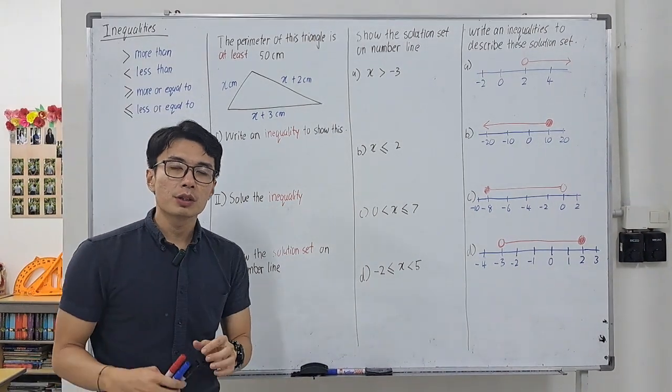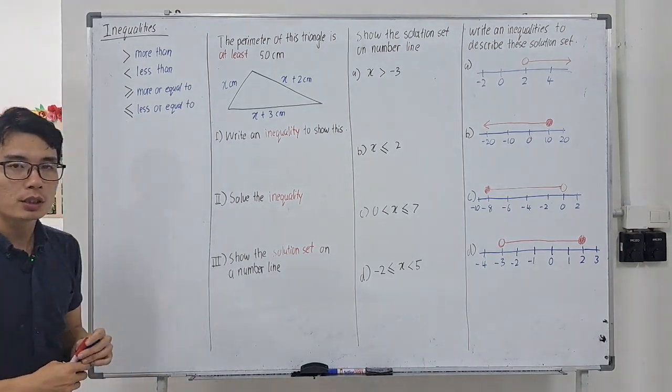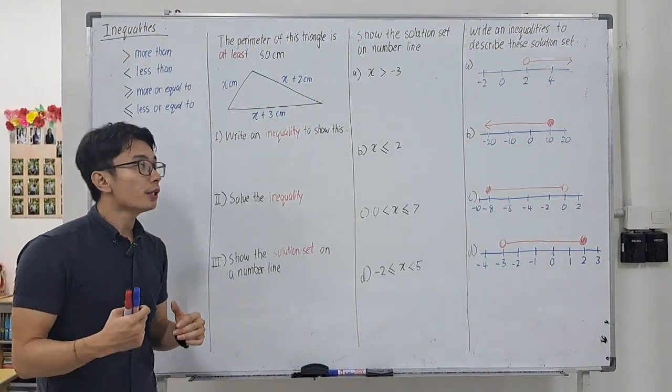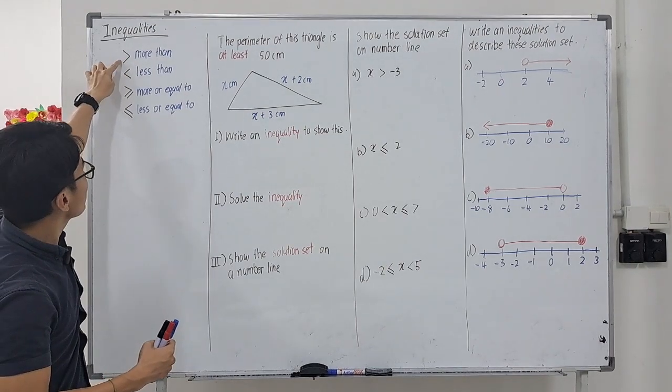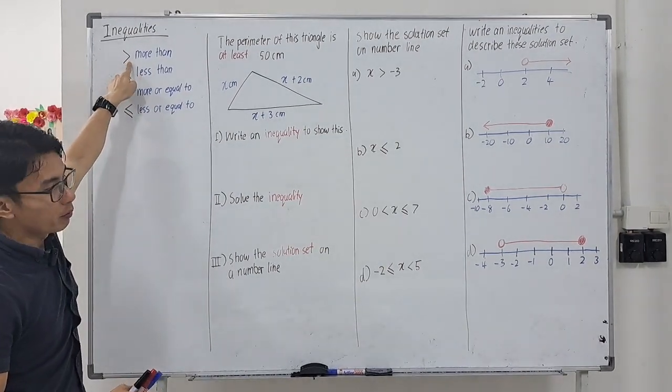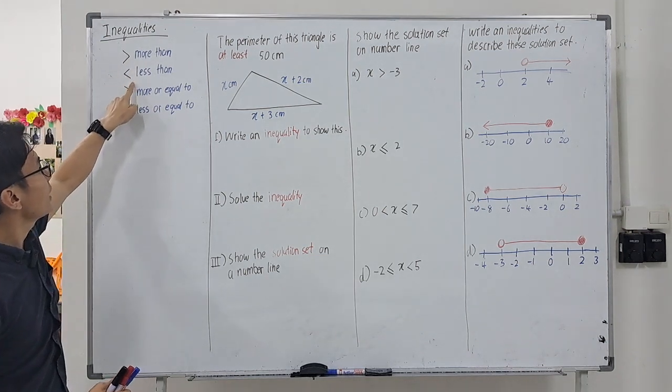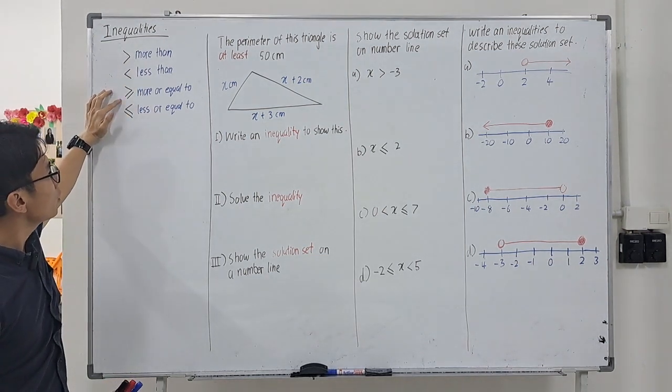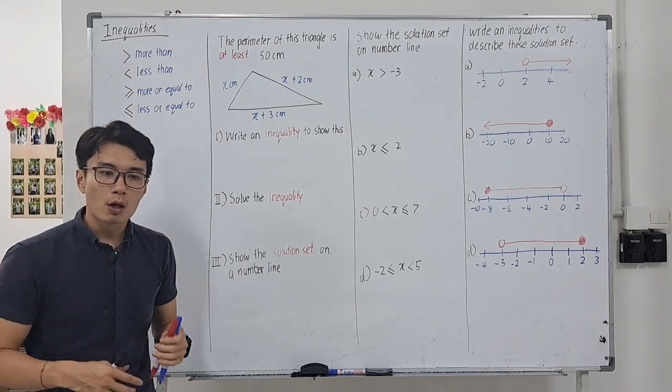Okay, so for our class today, we will be talking about inequalities. When we talk about inequalities, we will be introducing these four new symbols. So this sign will be more than, this will be less than, this will be more or equal to, and this will be less or equal to.